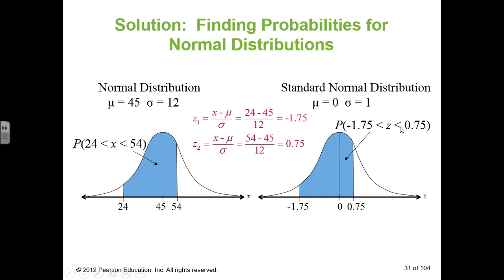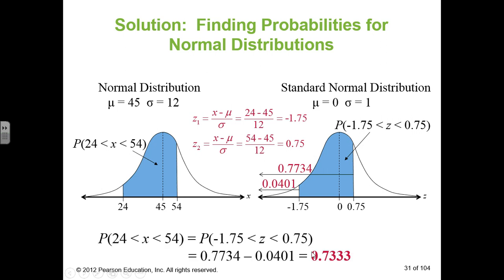We can look up these two values on the standard normal table. Recall we look up this value, then this value, and we take the value found in the table for this minus that, and we get 0.7734 minus 0.0401, or approximately 0.7333. So the probability that a randomly selected shopper will be in the store between 24 and 54 minutes is about 73%.